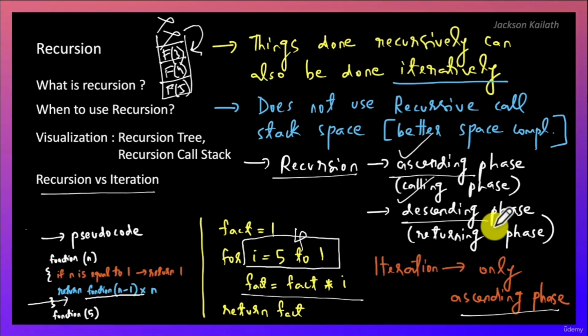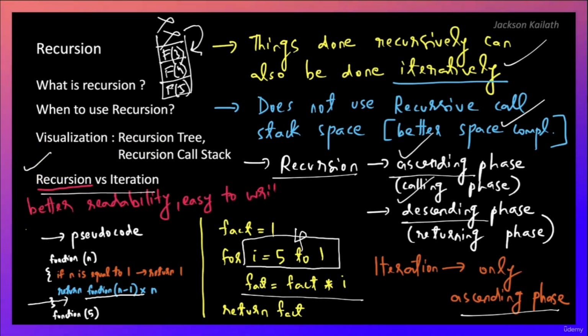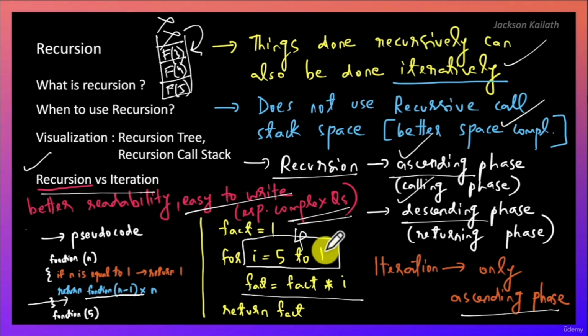So the bottom line is that everything that's done recursively could be done iteratively, and we have seen that iterative solutions have better space complexity. So why use recursion if this is the case? The answer to that is that solutions written in a recursive way are many times more readable and easier to write and comprehend, especially when it comes to complex questions. So that is why recursion is a powerful tool, even though it has some disadvantages, such as it using more auxiliary space.